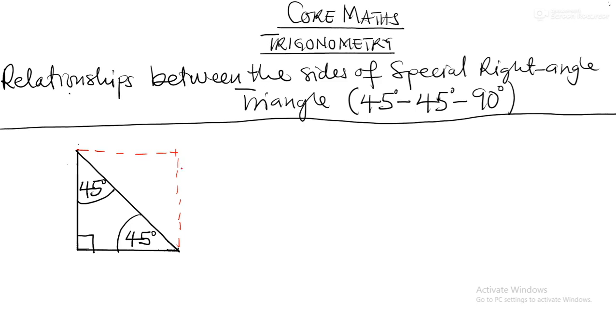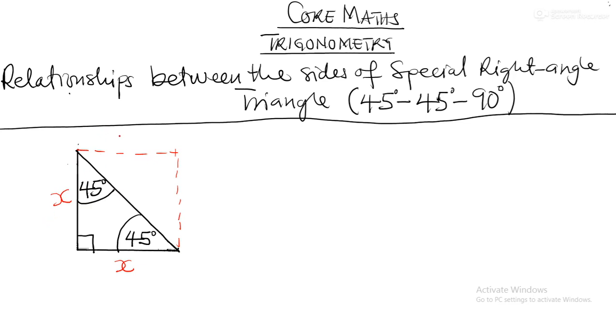Good. So we have the square. Now, if you have a square of any side, and then you draw a diagonal, you get a hypotenuse to give you your 45, 45, 90 right angle triangle. Now, if the length of this side is x, once it is a square, this side is also going to be x.